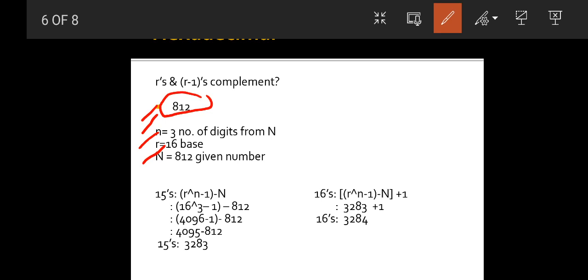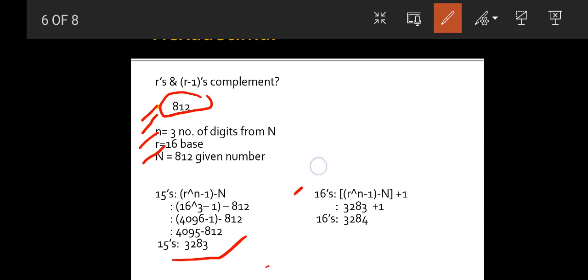Since there are given values, you can now substitute the given values to each corresponding letter. So your r, which is your base, is 16, raised to the power of 3, minus 1, minus 812, which is your big N. So the result is 3283.